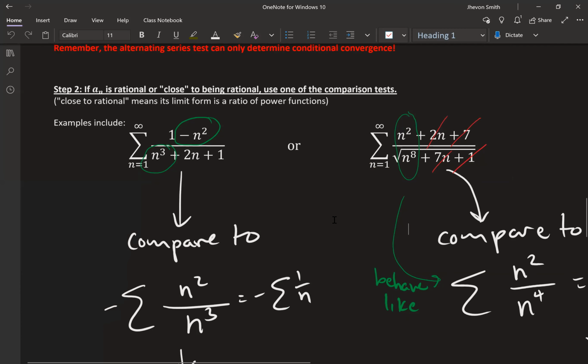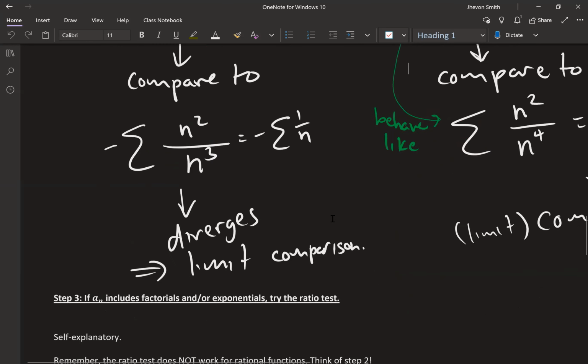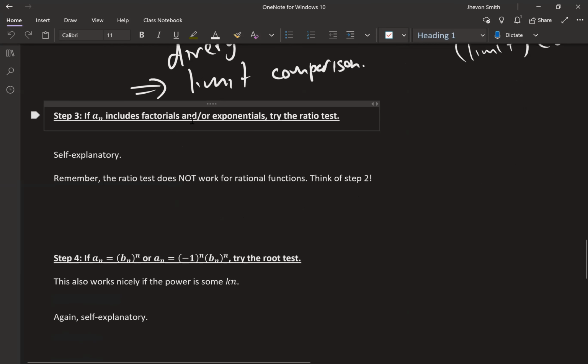So whenever you have a rational function or something that's almost rational, if you were to ignore things and consider limit forms, you're going to think comparison theorem. If you see exponentials or a bunch of factorials and you can't really regress into the other situations, then try the ratio test. It's going to work wonders.